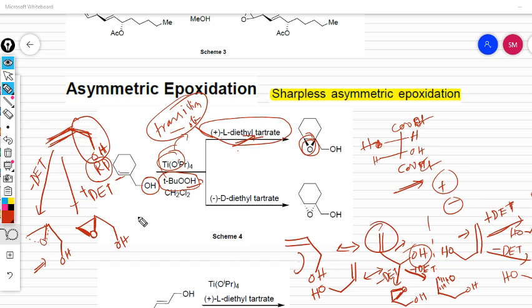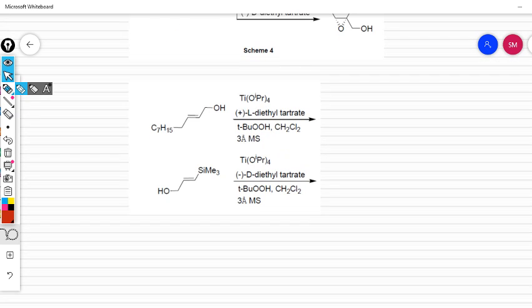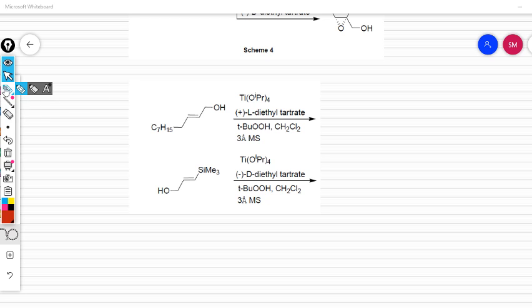Okay, now whatever the double bond is similar to condition 1. Okay, this is the double bond which is similar to condition 1. So if it is similar to condition 1, then with plus diethyl tartarate, beta epoxide will be formed, and with minus diethyl tartarate, alpha epoxide will be formed. Okay, so let me explain with one more example. So look here. This is the orientation.